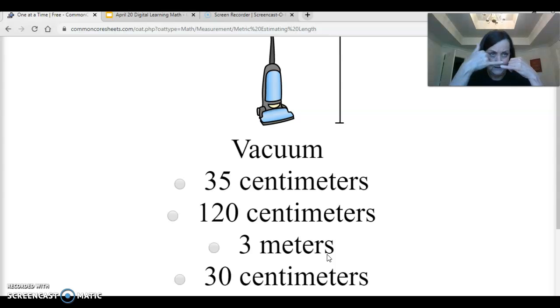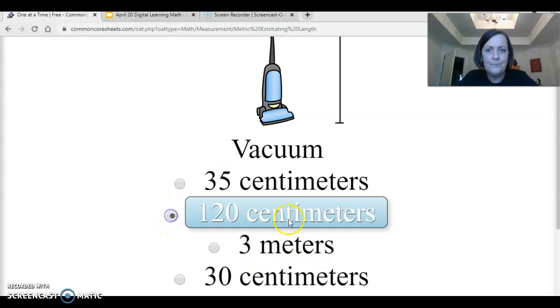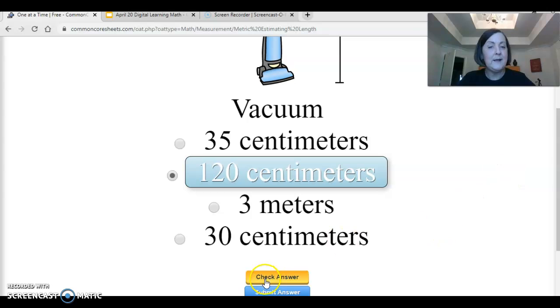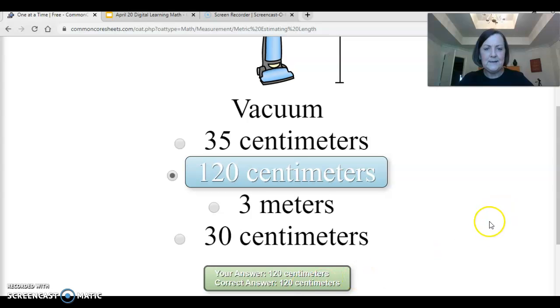So I'm going to go with 120 centimeters, okay? Let's check and see. Remember, we're just trying our best, and we're trying to think it and process it using our benchmarks, and that's what I want you to do. All right, so now we can check our answer. Yes, we got it right, boys and girls. Let's move on to the next question.